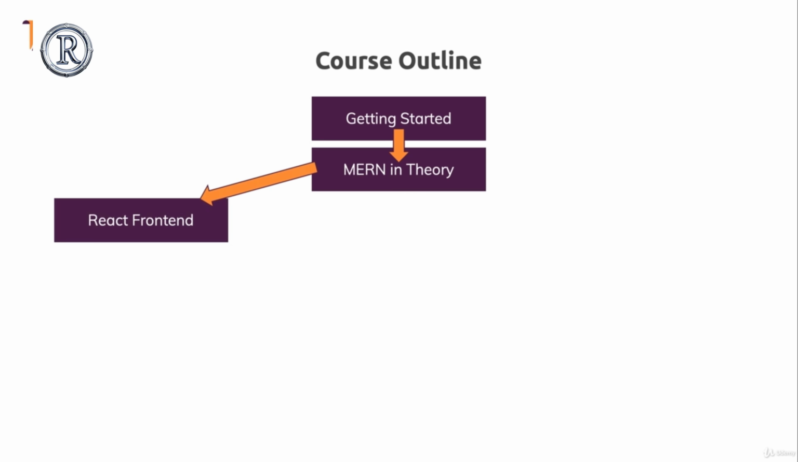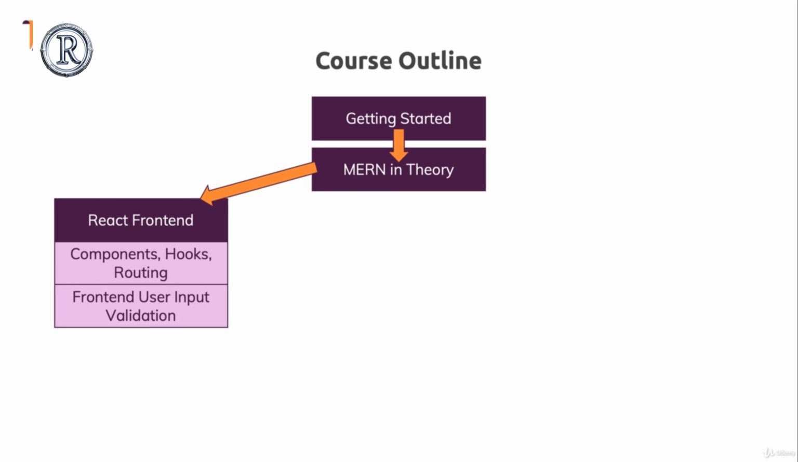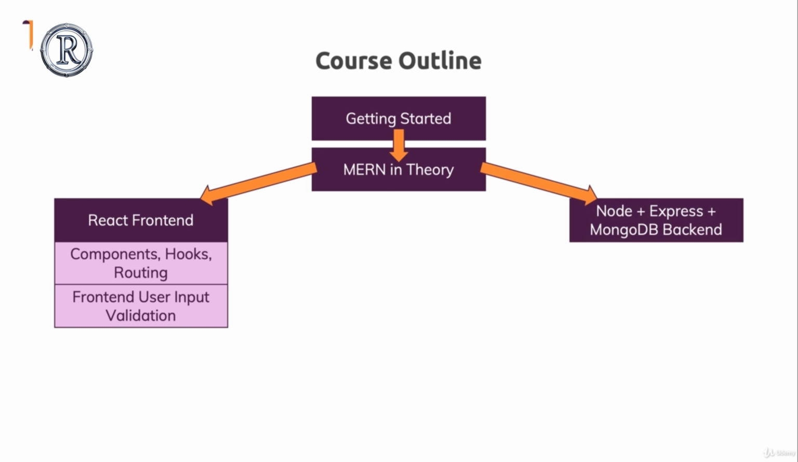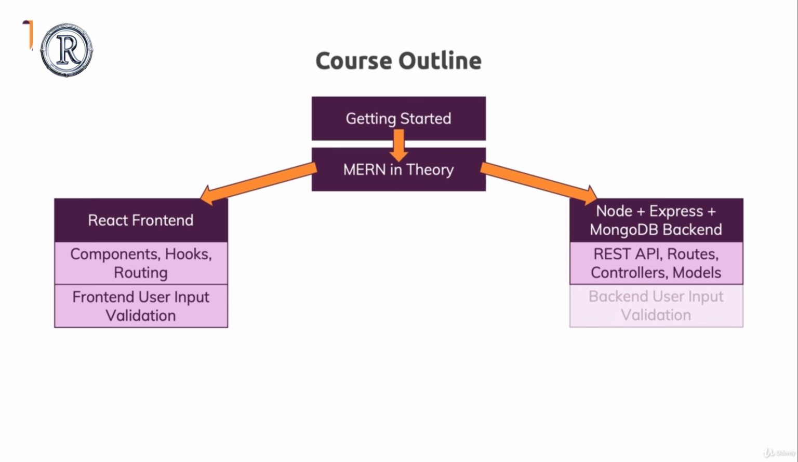We will start with the React frontend. For this, we'll use features like components, hooks, routing, and we'll also add front-end user input validation. And with that, towards the end of this module, we will have a nice looking and, from a front-end perspective, working application. What's missing here, of course, is the backend then. Here we'll focus on Node and Express, we'll create our own REST API, implement our own routes, use controllers and models, and as we did for the front end, now it's time for the backend user input validation.